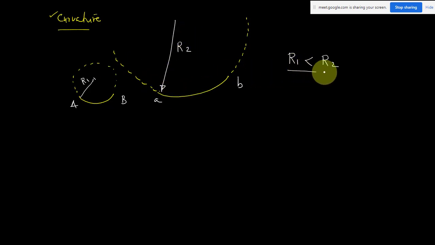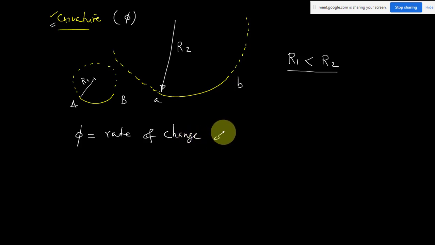So r1 is less than r2. Now you see the curvature, you can define the curvature. If you want a definition, maybe you can write like this: curvature is the rate of change of slope. That is your curvature.